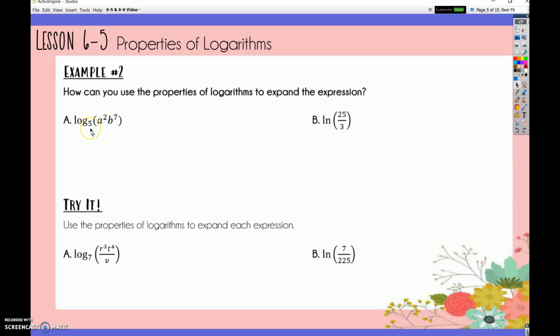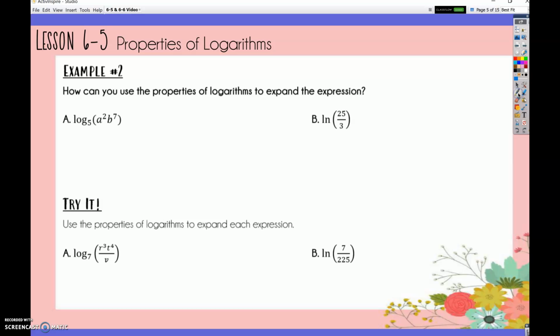So here we have log base 5 of a squared b to the 7th. We can expand this as our log base 5. Now, because we see multiplication in here, we know we can write it as a sum. So log base 5 of a squared plus log base 5 of b to the 7th. This is what we call the product property. If you're asked to explain why you did that, it's because of the product property. If you ever have a product, then you can rewrite them as the sum of those separately.